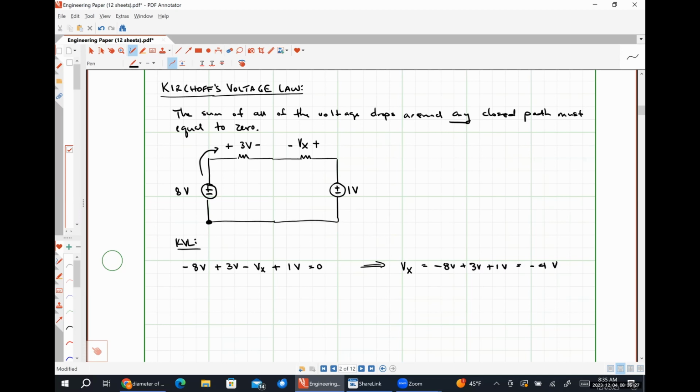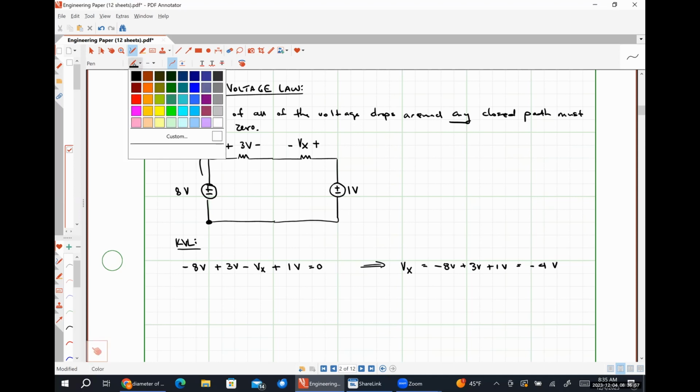Vx is negative 4 volts. If I had chosen to go around this circuit in a counterclockwise direction, what result would I get for Vx? Negative 4 volts, the exact same thing. It does not matter which direction we choose to go around the loop in. I'm going to get negative 4 volts regardless because of the polarity I have chosen for that voltage Vx. If you'd like me to prove that, I'm happy to do it.